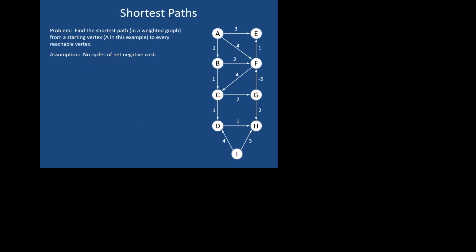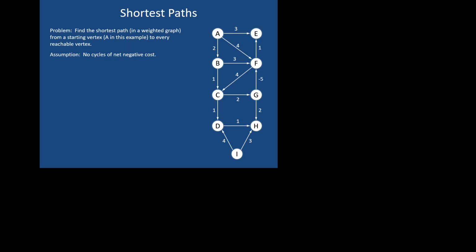Okay, so last time we talked about breadth first search. And breadth first search is a way to find the shortest path between a starting vertex and every other vertex. Or think of another way, the distance from a starting vertex to any other vertex in an unweighted graph. But now we're going to add weights.